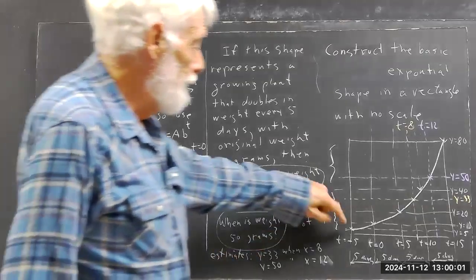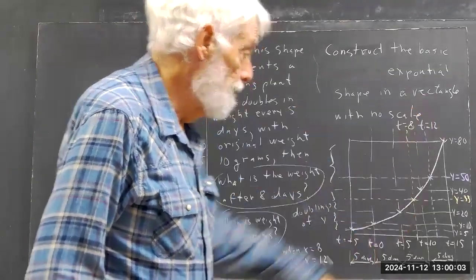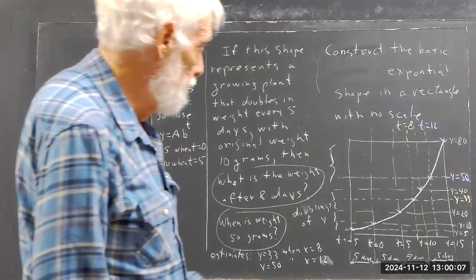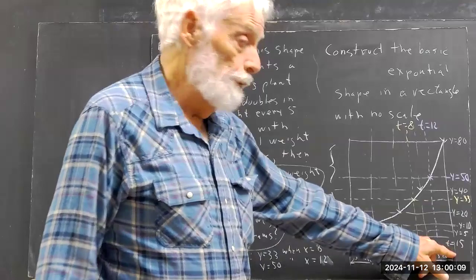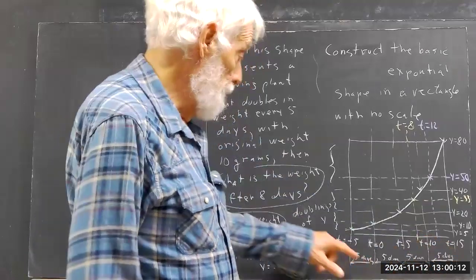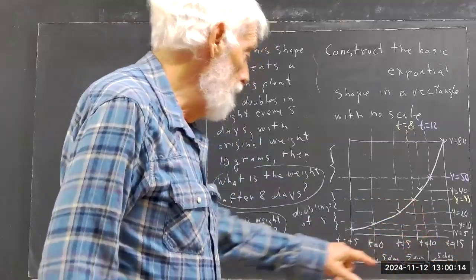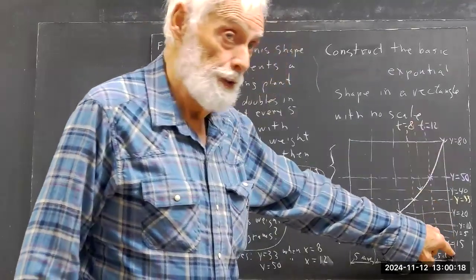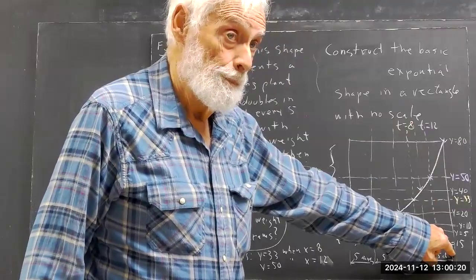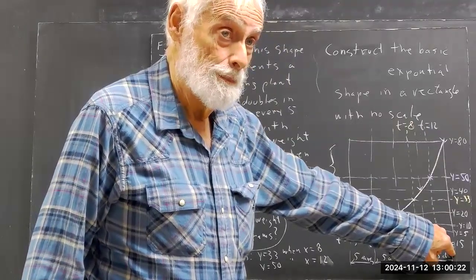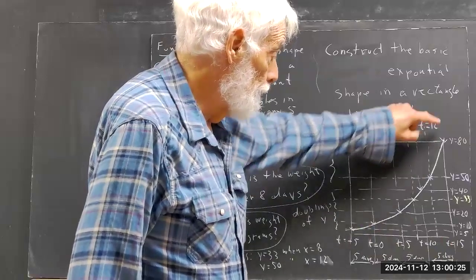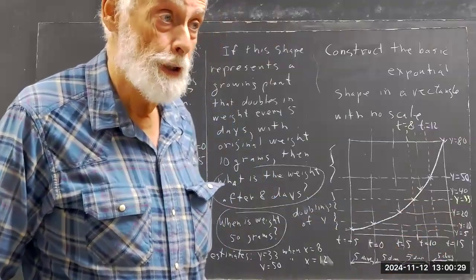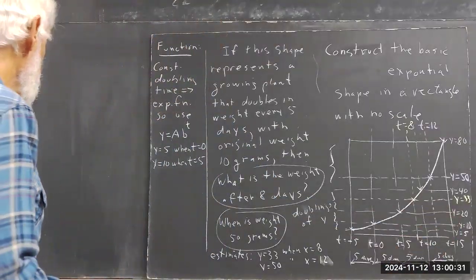Now we could use any of these construction points. Instead of the t equals 0 and the t equals 5, we could have used the t equals -5 and the t equals 15 points. Then we'd say y equals 5 when t equals -5, y equals 80 when t equals 15. Okay? That would work just as well. If you have the coordinates of these points correct, any two will do the job. Okay?